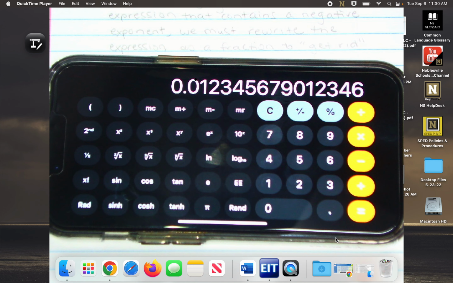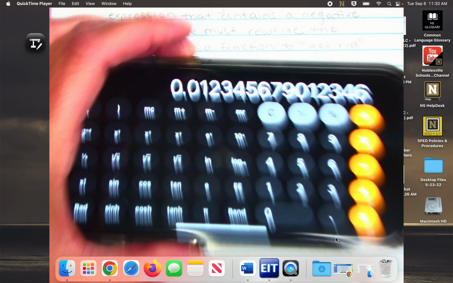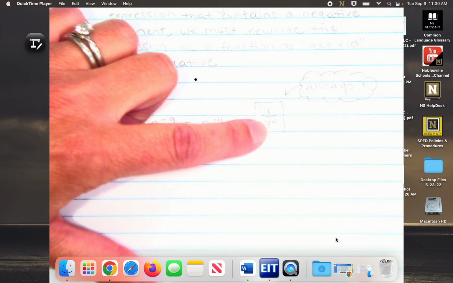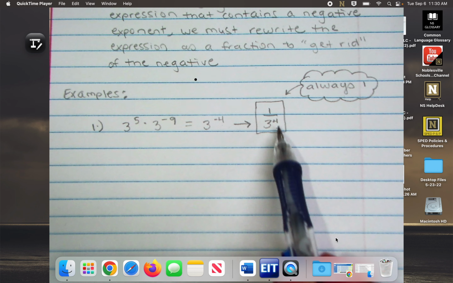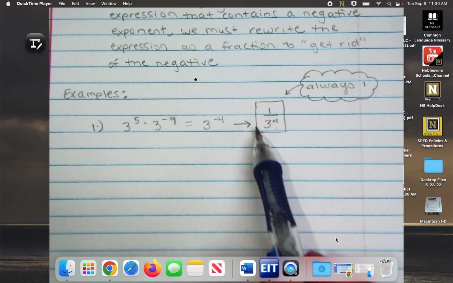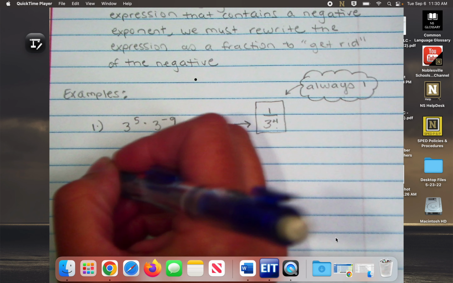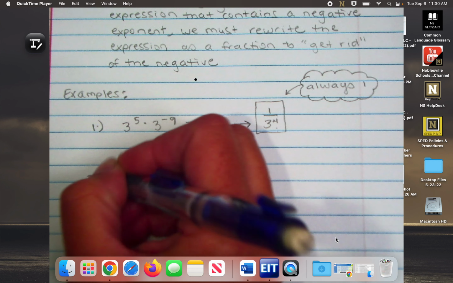So we rewrite it as a fraction with a positive exponent, but we did not change the value. People usually get concerned, like, how does that happen? Mathematically, I just rewrote it in a different form, but these two things are equivalent, okay? As long as you remember to rewrite it as a fraction, 1 is your numerator, this no longer has a negative, you'll be fine. So let's try this one.